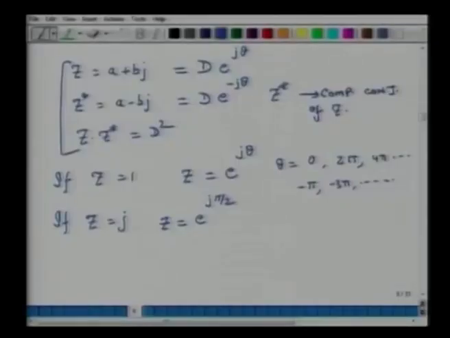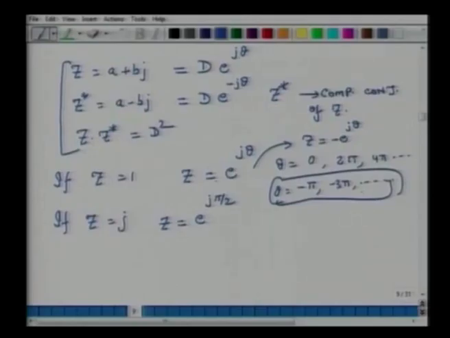Because cos pi is minus 1, and also cos minus pi is minus 1. Actually, you're right. So actually, it should have been 0, 2 pi, or an alternative solution could be Z equals minus e^(j theta), where theta is this thing. Yes. So I have two sets of solutions.